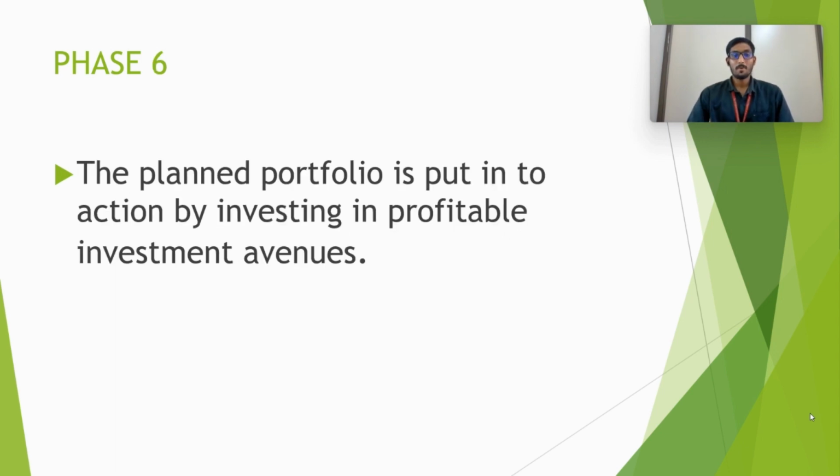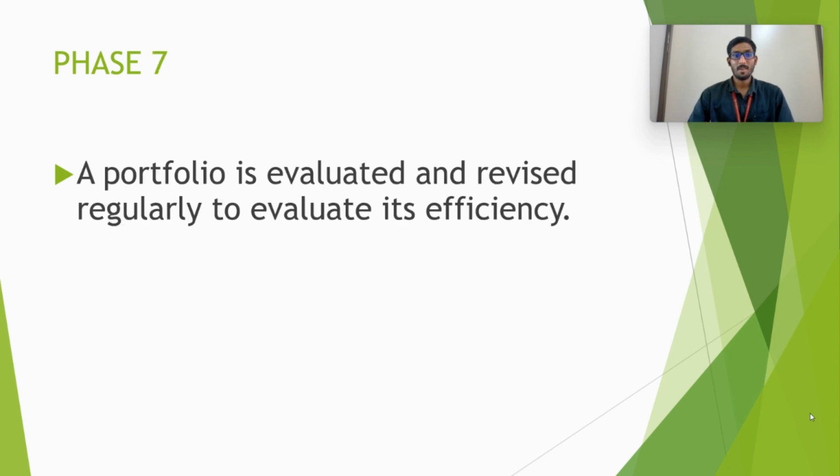Phase 6. The planned portfolio is put into action by investing in profitable investment avenues, which means the investor invests his money into a profitable investment. Phase 7. A portfolio is evaluated and revised regularly to evaluate its efficiency. This is known as portfolio evaluation. Evaluating so that the risk is minimized and the returns get high.